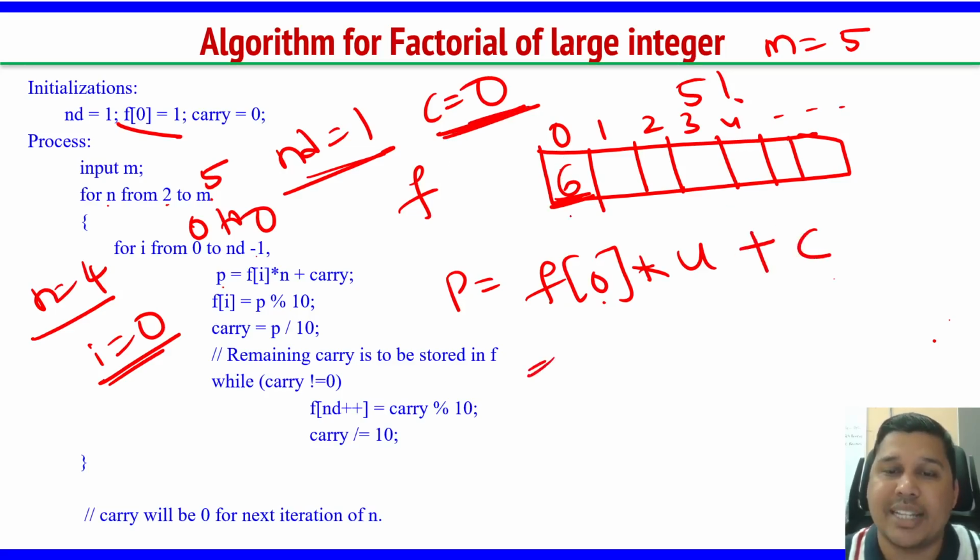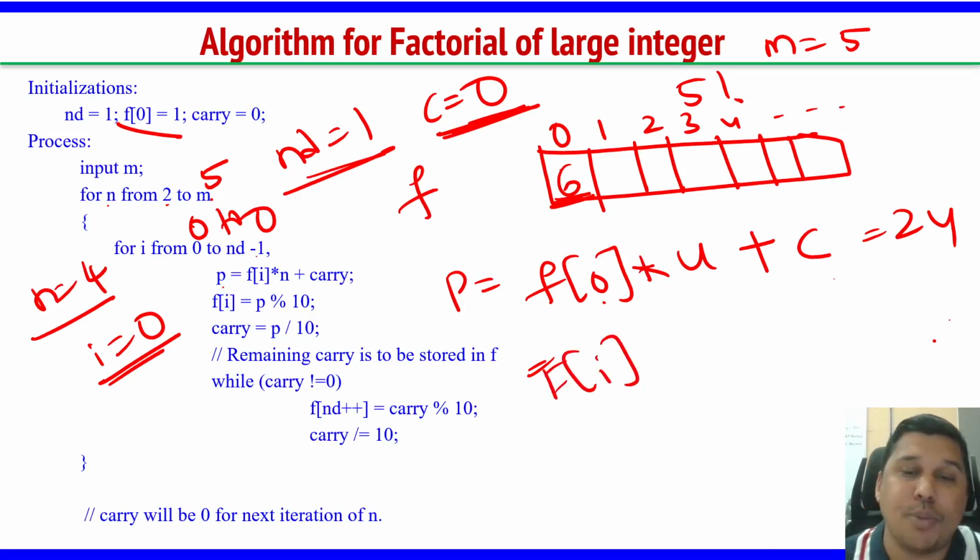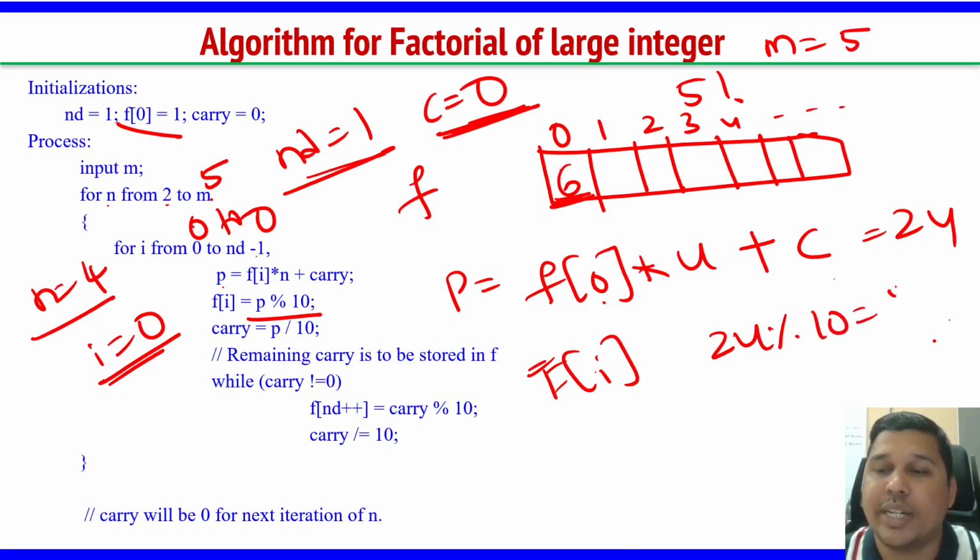So f of 0 contains 6, 6 into 4, 24 plus 0 is 24. Now what should I put in f of I, where I value 0 means f of 0? I should put p modulo 10, that is 24 modulo 10, so it is 4. In place of f of 0, I have to place here 4.